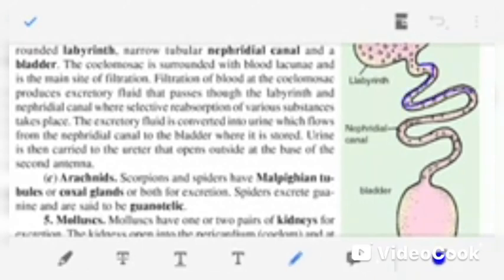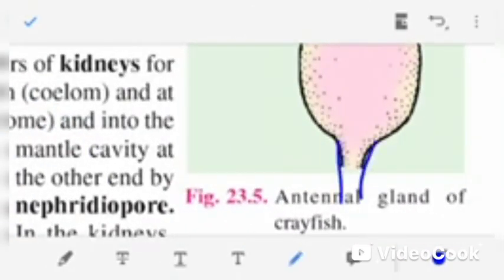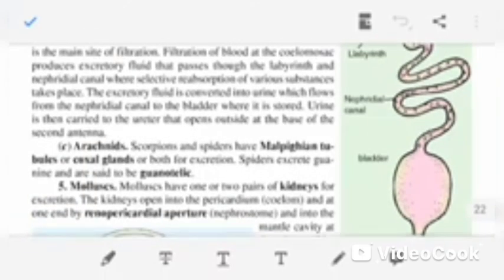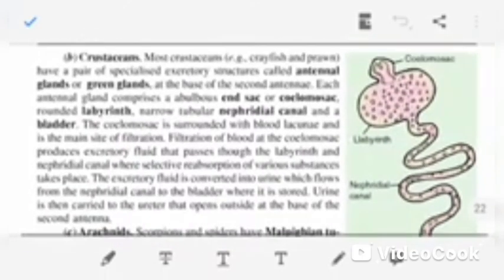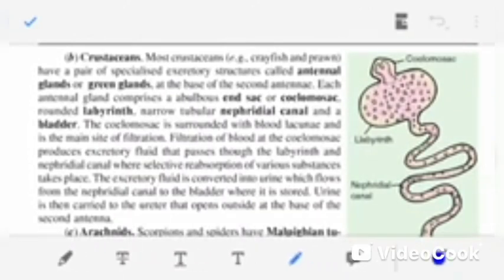That urine passes along the nephridial canal, and finally the urine enters into the bladder where the urine is stored. Then the urine enters into the ureter. This is the ureter, and the ureters open out by a pore, and this pore is present at the base of the second antenna. So this is how this crustacean forms and excretes urine with the help of the green gland or the antennal gland.